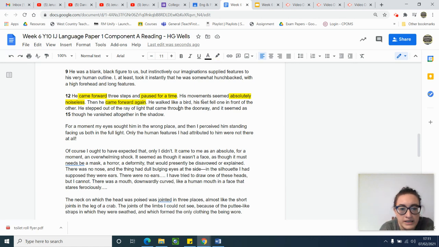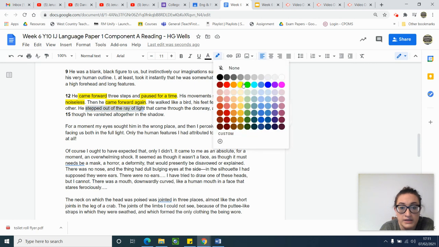He walked like a bird. His feet fell one in front of the other. He stepped out of the ray of light. So this is the first time that we've been able to see him properly because he's putting himself into proper view.